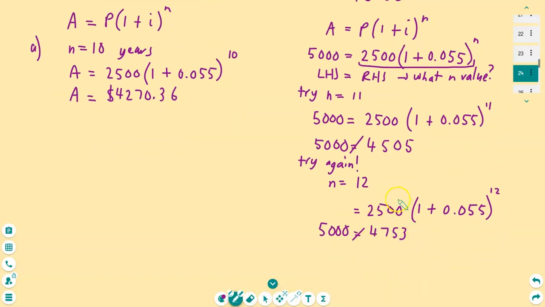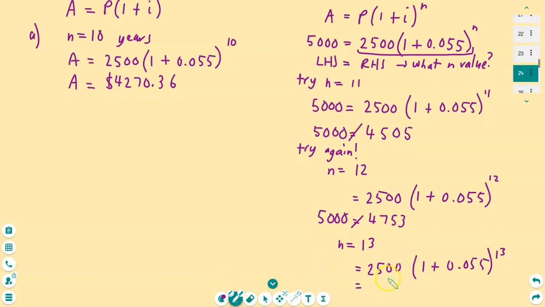Now, what you can do is save yourself some time by keeping it in your calculator. Oops, I just deleted it from my calculator, so that's great. Let's just try it again. One more calculation, and I've shown my working, so I'm sure your teacher will be fine with that. 2,500 times 1 plus 0.055 to the 13. I'm going to keep it in my calculator this time and just replace the power with the next one if we haven't quite reached 5,000. But luckily, we do reach it. We actually exceed it this time.